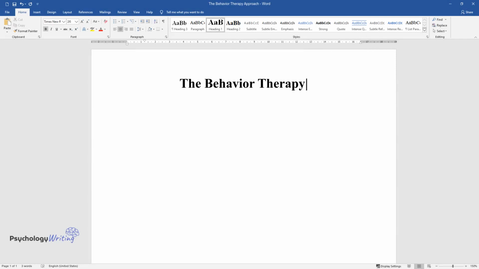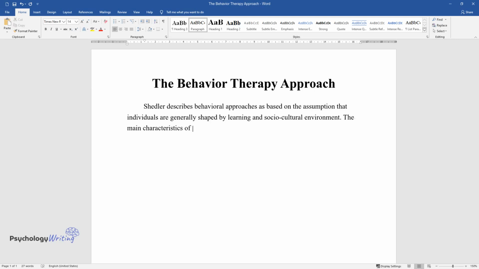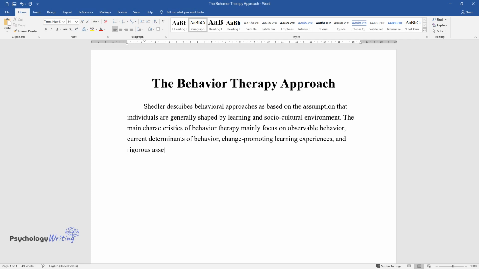The behavior therapy approach. Shedler describes behavioral approaches as based on the assumption that individuals are generally shaped by learning and socio-cultural environment. The main characteristics of behavior therapy mainly focus on observable behavior, current determinants of behavior, change-promoting learning experiences, and rigorous assessment and evaluation.